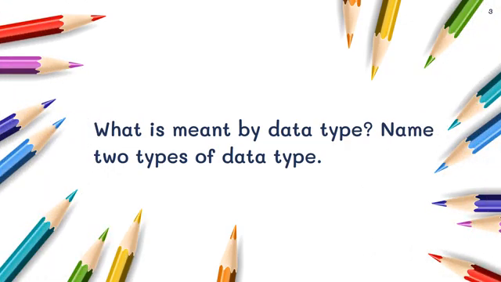What is meant by data type? Name two types of data type. Data types are means to identify the type of data and associated operations of handling it. The two types of data types are primitive data type or intrinsic data type, and the second one is reference data type. It can also be called derived or non-primitive data type.